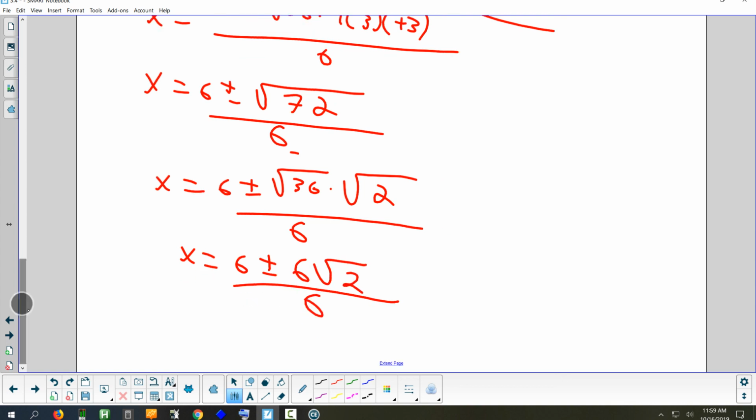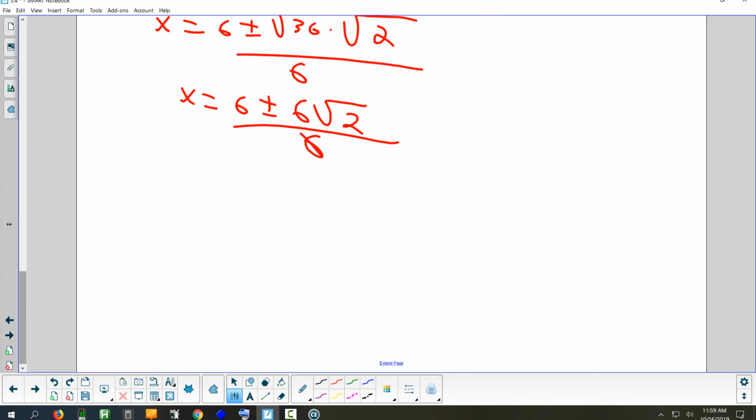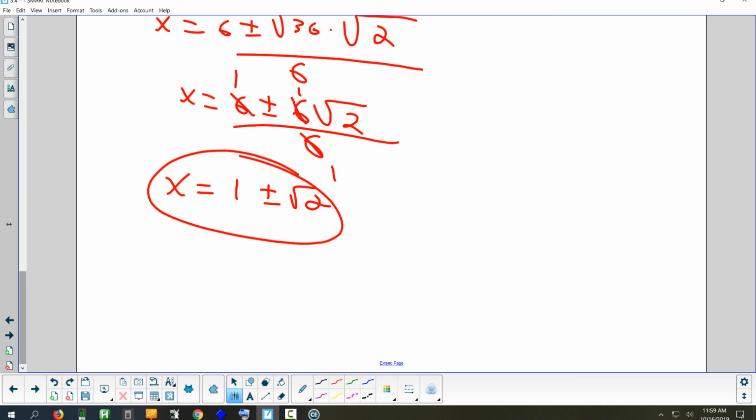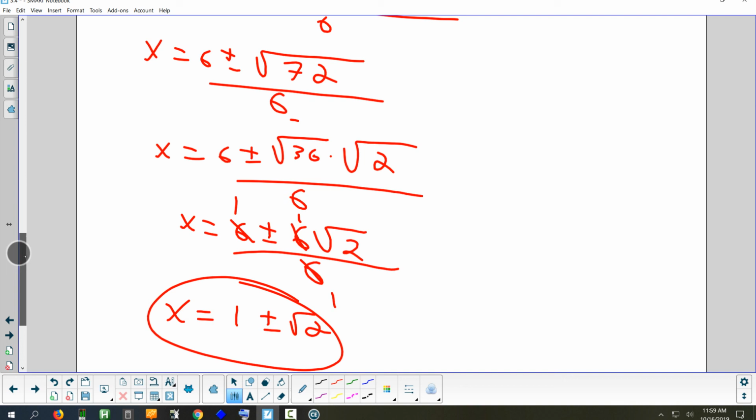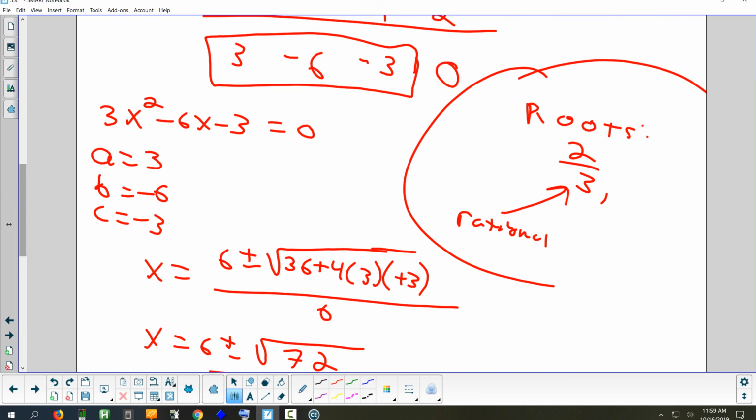And now look what happens. What can you cancel out of everything? A 6. 6 goes into 6 once. So final answer, 1 plus or minus square root of 2. Those are the other two roots. And because you have a square root in there, is that rational or irrational? Irrational. 1 plus or minus square root of 2.